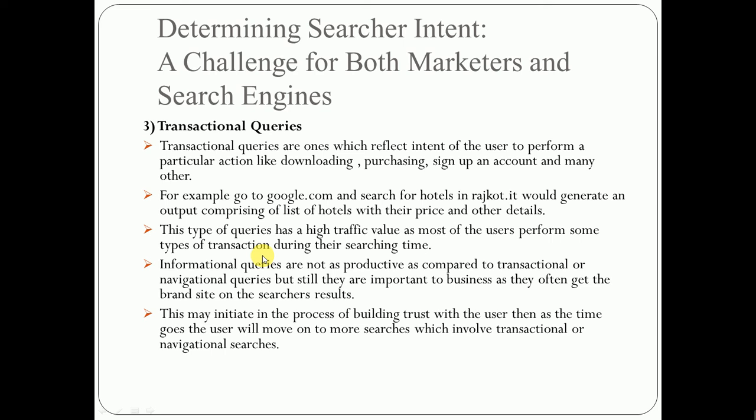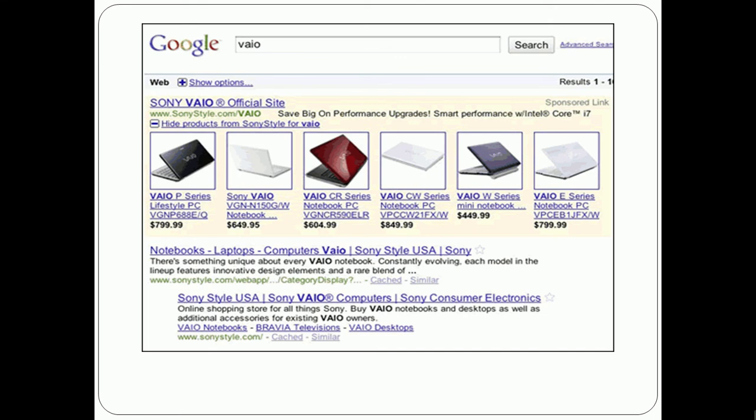This may initiate the process of building trust with the user. Then, as time goes on, the user will move on to more searches, which involve transactional or navigational searches. So informational queries are the initial process of building the user's trust, and at that time they will move on to other searches, and then transactional or navigational searches are performed. So here there is one example where it gives the result of a particular product for selling. So these are examples of transactional queries.